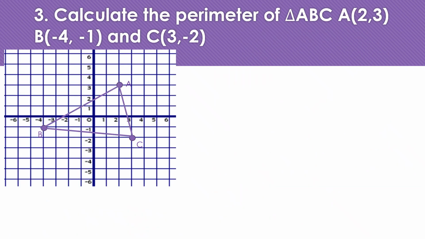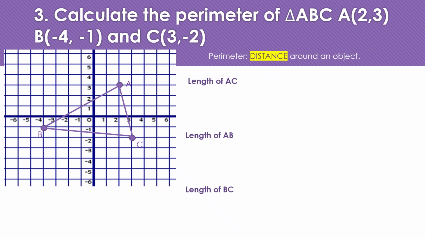Okay, perimeter is different than area. Perimeter is the distance, focus on the word distance, around an object. We just did the distance formula. So to do this, you need to find the distance of all 3 sides. So to kind of just start your thought process, you're going to need to find the length of AC, the length of AB, and the length of BC. You can do this either the graphic way or the formula way. We're going to do 2 of the sides with the graphic way and 1 of the sides with the formula.